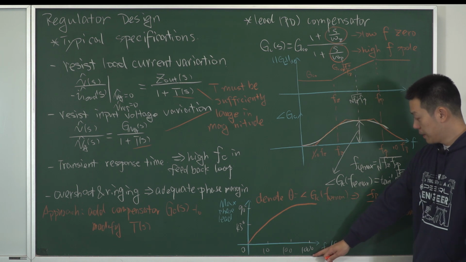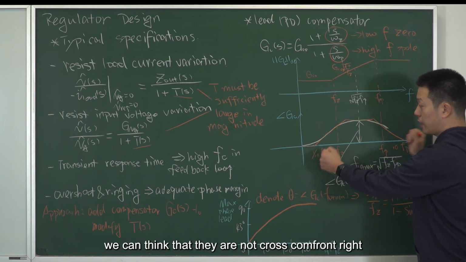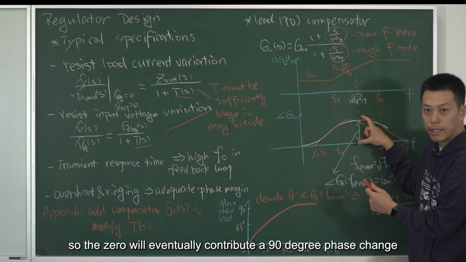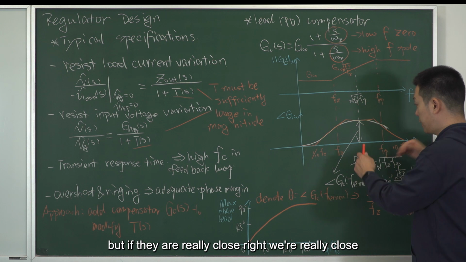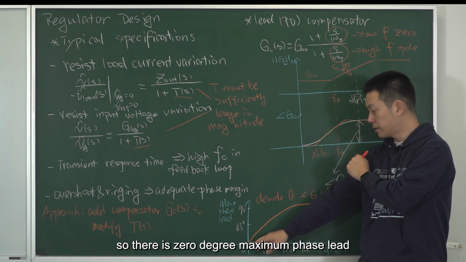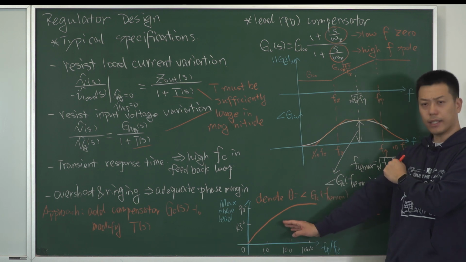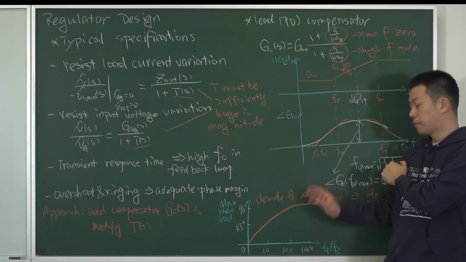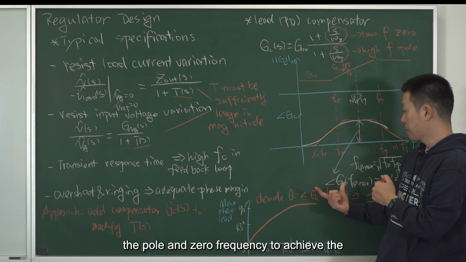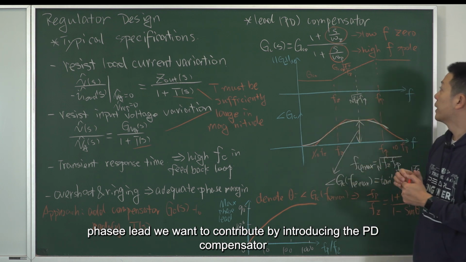If the ratio is sufficiently large, like 1,000 times, they are really far away, and we can think that they are not cross-coupled, so the zero will eventually contribute a 90-degree phase change. But if they are really close, then their phase contributions cancel, so there is 0 degrees maximum phase lead. By checking this waveform, we can properly design the pole and zero frequency to achieve the phase lead we want to contribute by introducing the PD compensator.